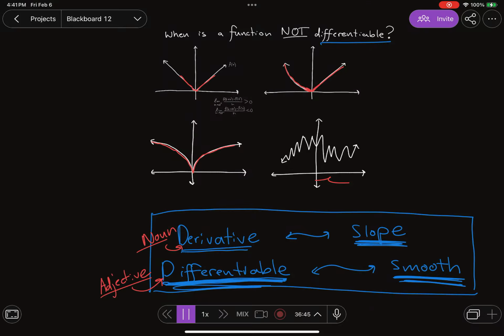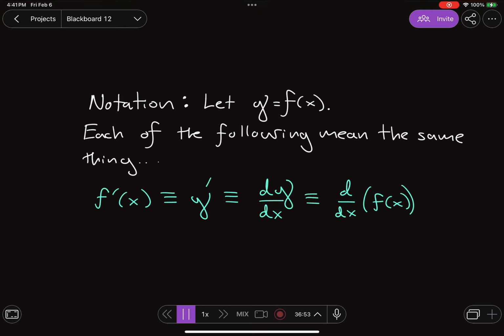Yeah, so that's absolutely huge. And understanding the derivative is simply a fancy way to say slope. Okay, a little bit of a break to talk about notation. If we have a curve y, and we call that curve f of x, each of these objects mean the same thing. I think people call this Newtonian definition, this f prime of x. This is the one, we read this as f prime of x.